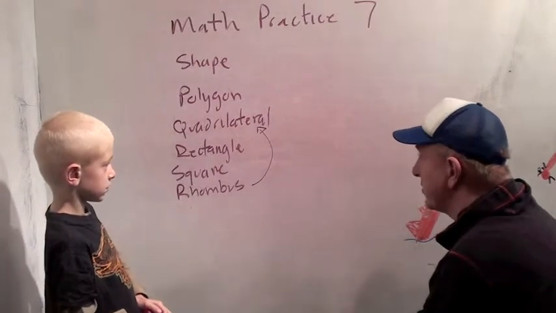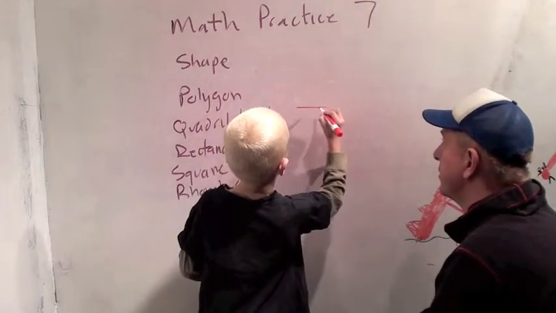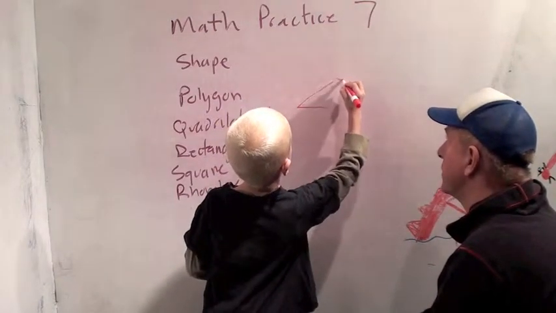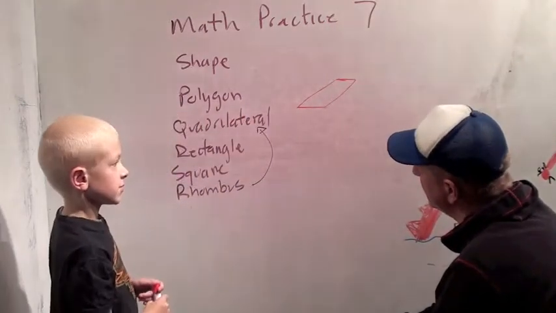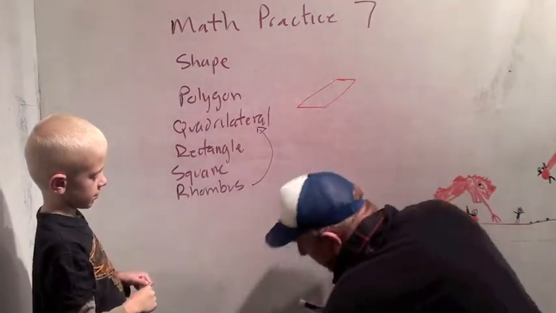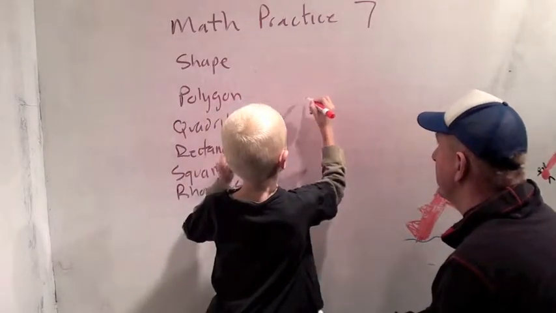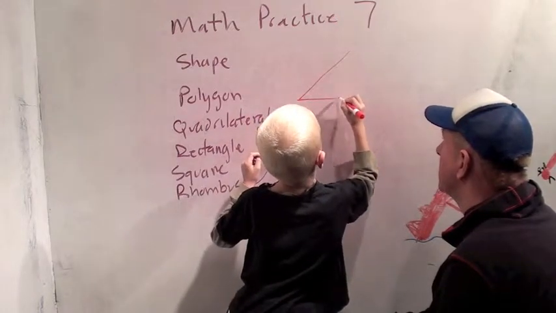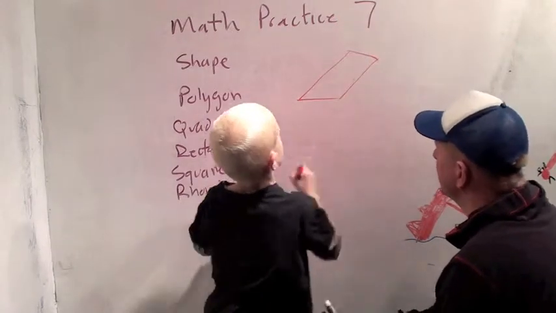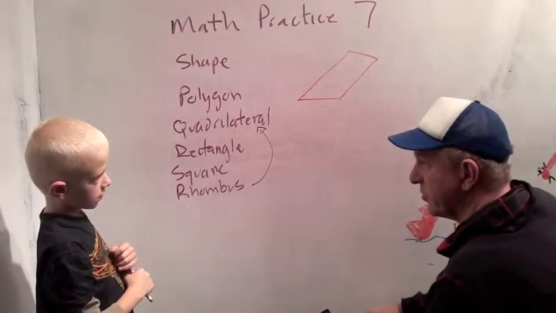So, but draw a rhombus for me that's not a square. So in here, draw it up here. Okay, well, are all four sides equal there? No. Not quite. Let's do a little bit better rhombus. I still think these sides are longer. It's taller than long. Want to try one more time?